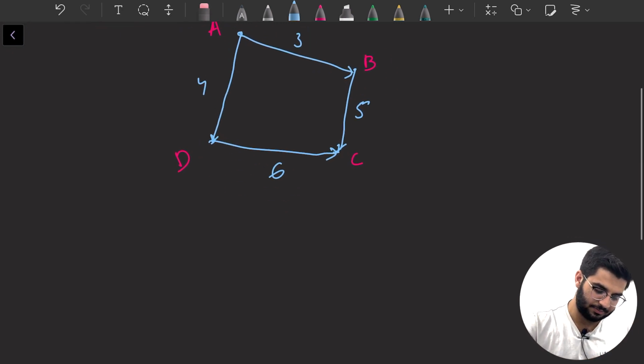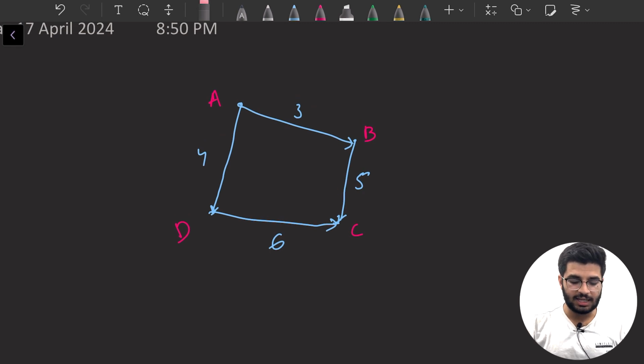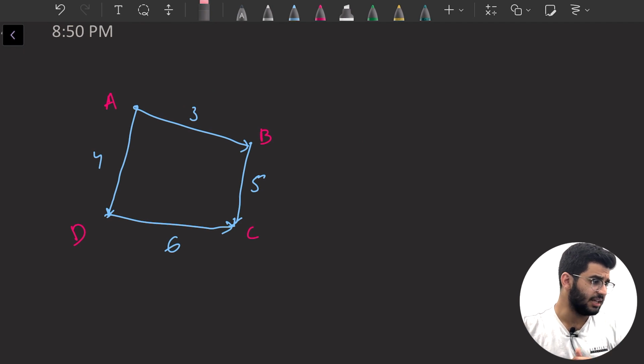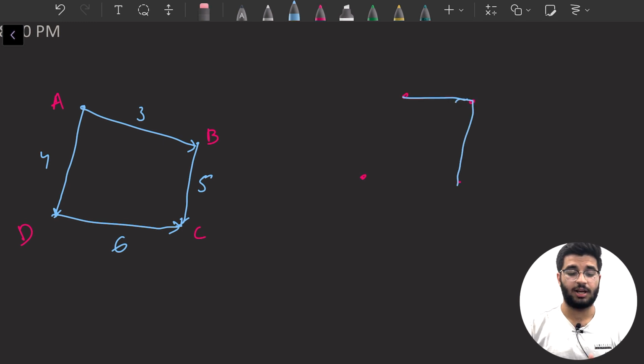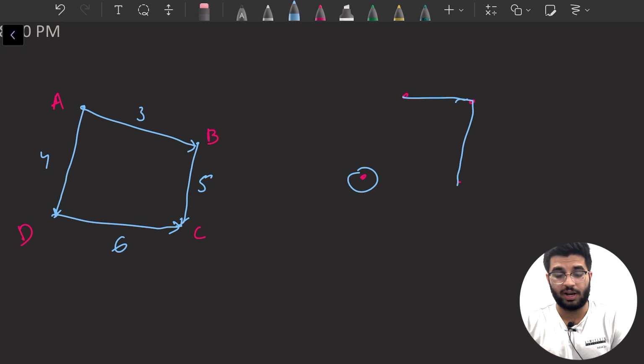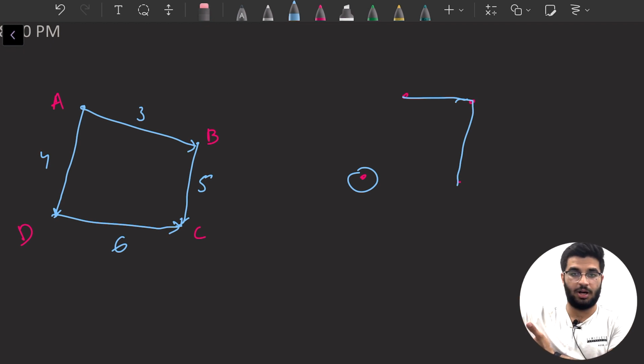Another thing is that a graph can be disconnected or connected. A connected graph is one where all the nodes can be reached from any node. So here I can reach any node from anywhere. Similarly, if I have a graph like this, where these three nodes are connected, but this one you can't go anywhere from here, this is what we call a disconnected graph, where there's a part of the graph which you cannot access from other parts of the graph.